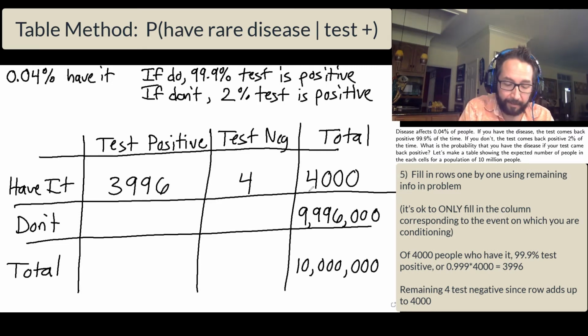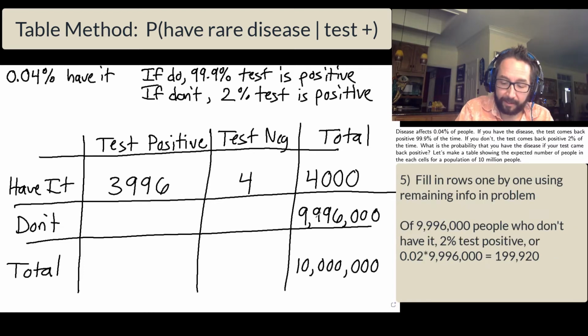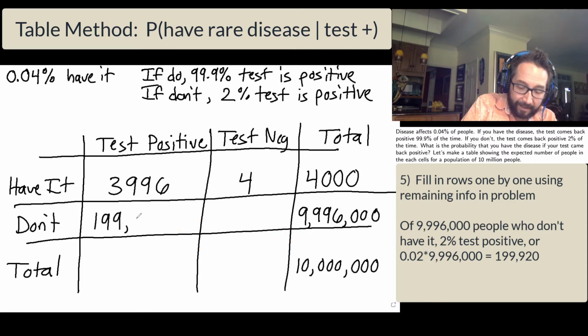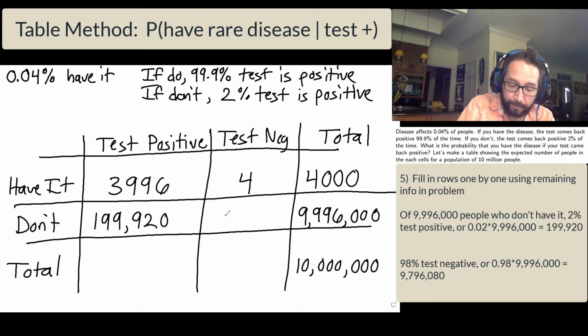And let me do the same thing for the people that don't have the disease. A little under 10 million there. If they don't have the disease, I know that 2% of the time the test comes back positive. So 2% of 9.996 million works out to be 199,920. And so the remaining 9,796,084 individuals who don't have the disease end up having their test come back negative.